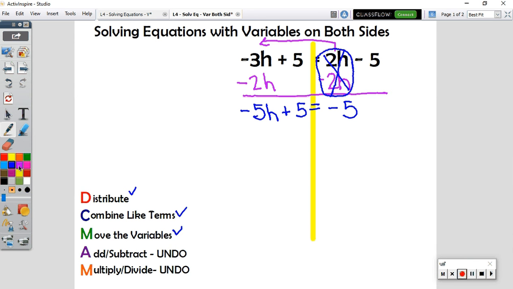Now from here, I'm going to solve this equation. My next step is to undo my addition and subtraction. So I have addition, plus 5. I'm going to undo that using the opposite. So I'll do minus 5.